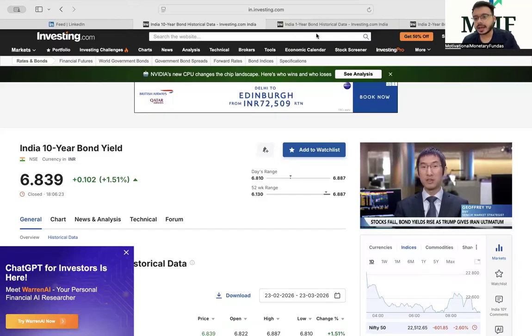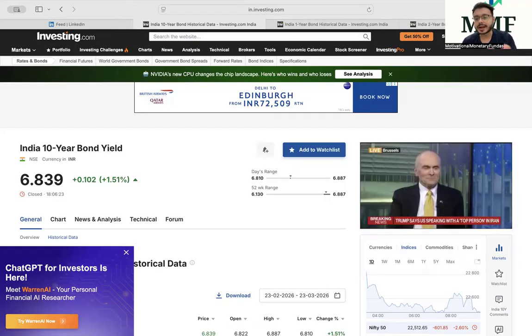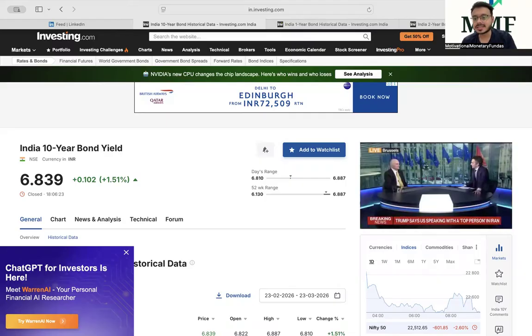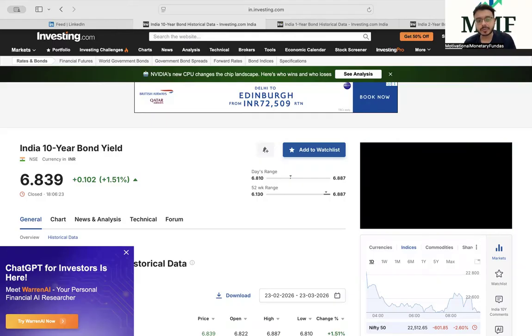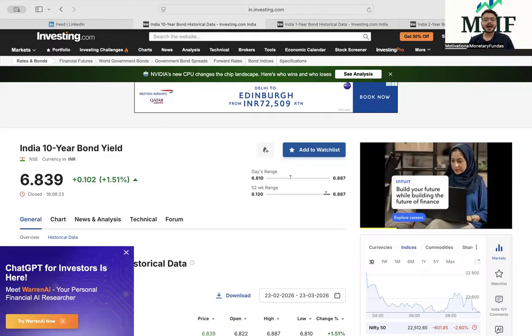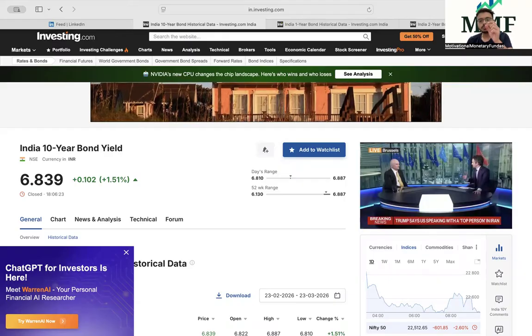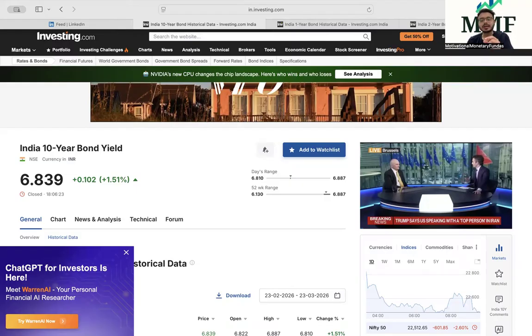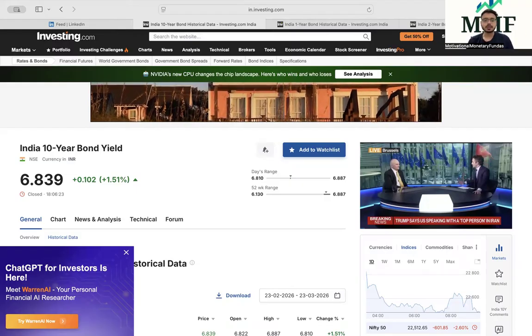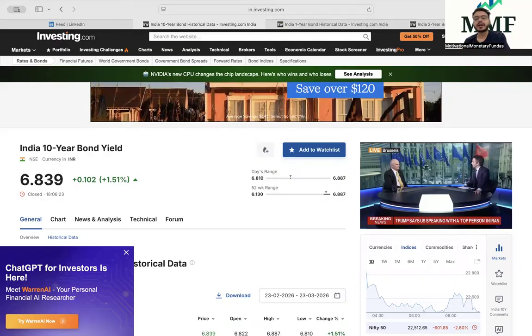Hello guys, so as on today, we witnessed something called a bear flattening of the yield curve, right? We have different types of yield curve strategies, but as of today, 23rd March 2026 in India, we witnessed a bear flattening of the yield curve. What basically happens in a bear flattening is that yields tend to rise, but the shorter term tenure yield rises much faster vis-a-vis the longer tenure bond yields.